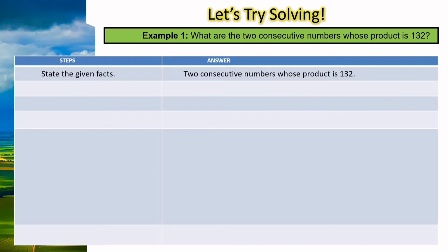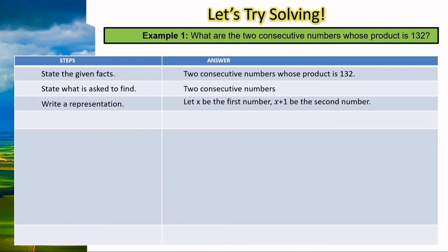Tama. Pangalawa, you have to state what is asked to find. Ano ba yung hinahanap mo? Yes, you are looking for two consecutive numbers whose product is 132. Third, write a representation. So here, we let x be the first number. So why do you think x plus 1 is the second number?